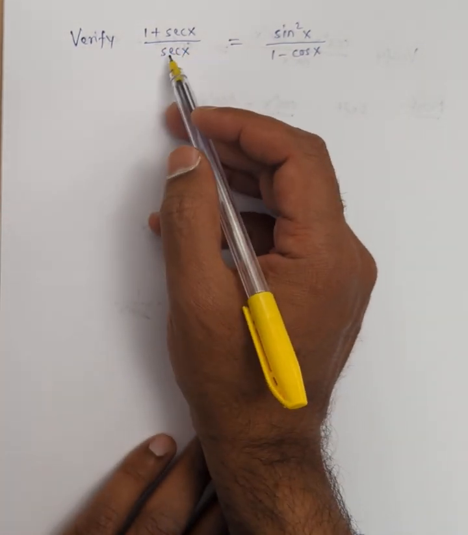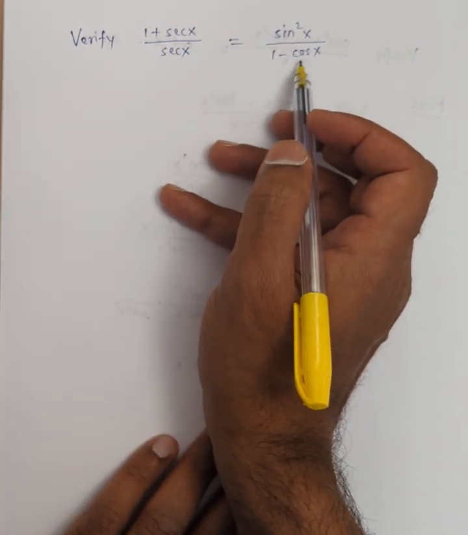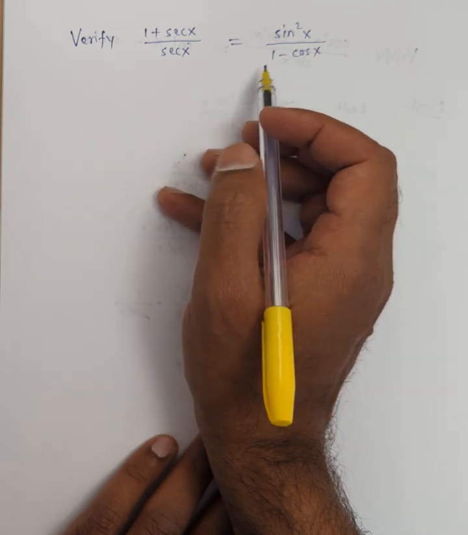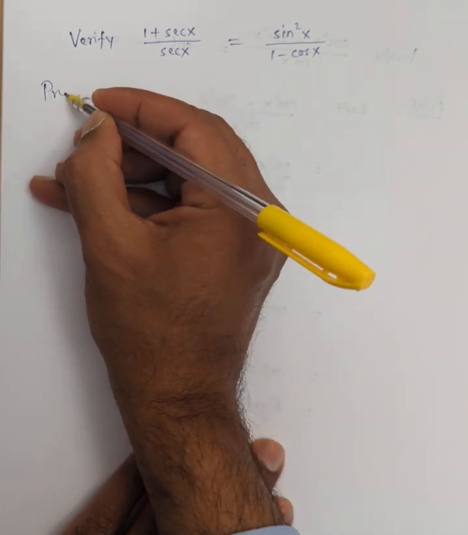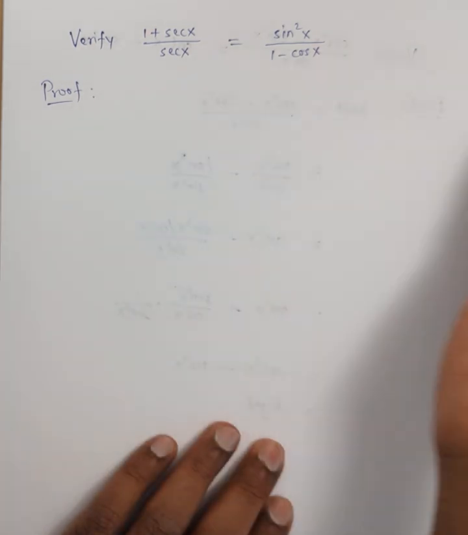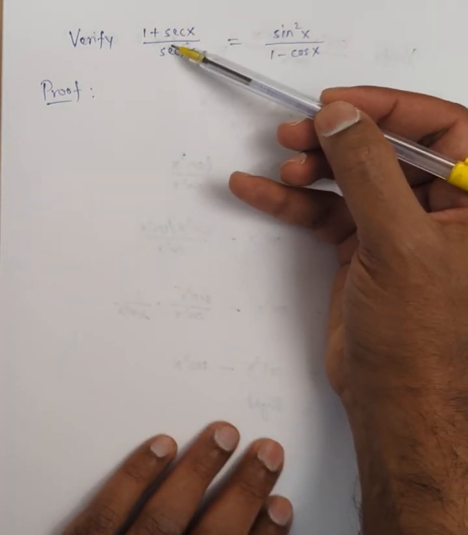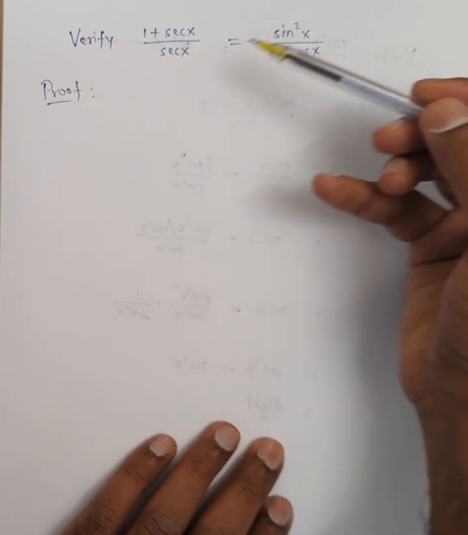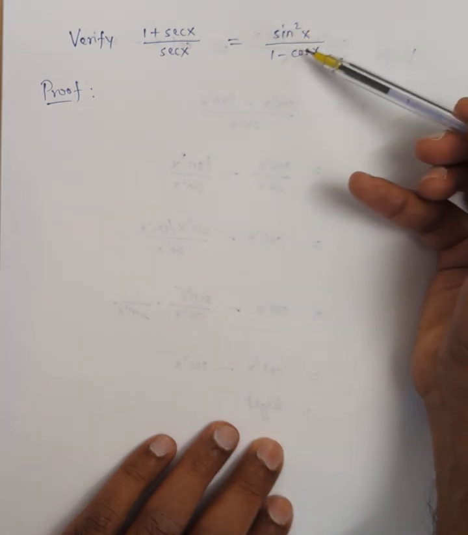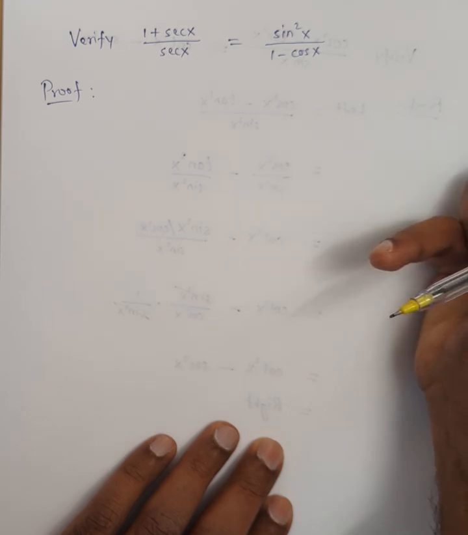Verify 1 plus secant x over secant x equals sine square x over 1 minus cos x. Now what we need to do is start on one side and arrive on the other. Or maybe we could simplify the left side to something simple. And if we can simplify the right side also to that expression, we are good.